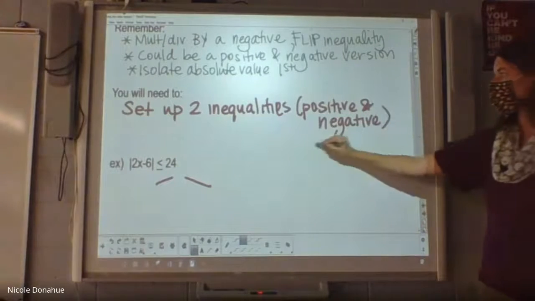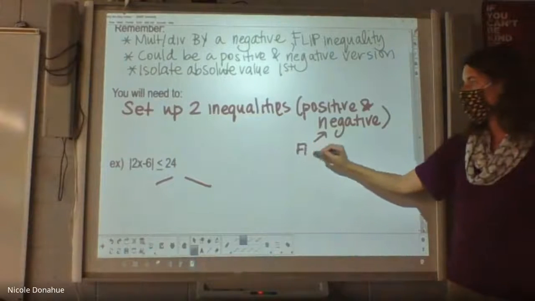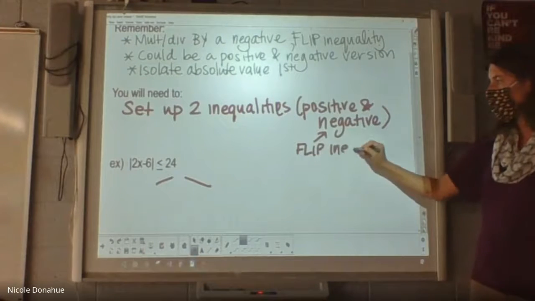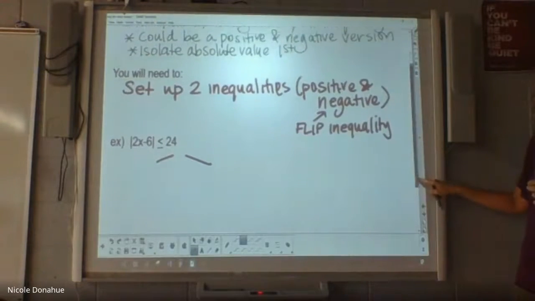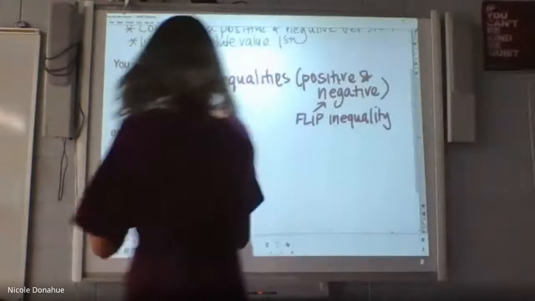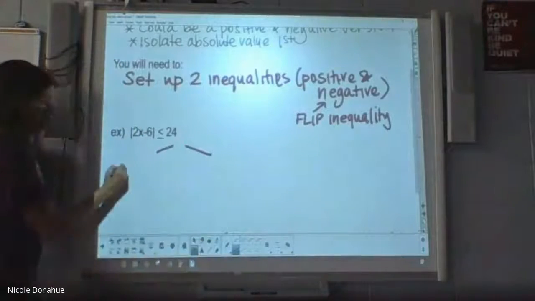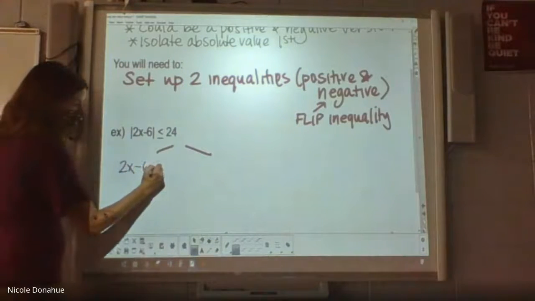So on the negative, we have to flip the inequality. I'll show you guys what that looks like. This is what makes today a little bit tougher. It's going to seem a lot the same, except for this one step. So this one stays as it is.